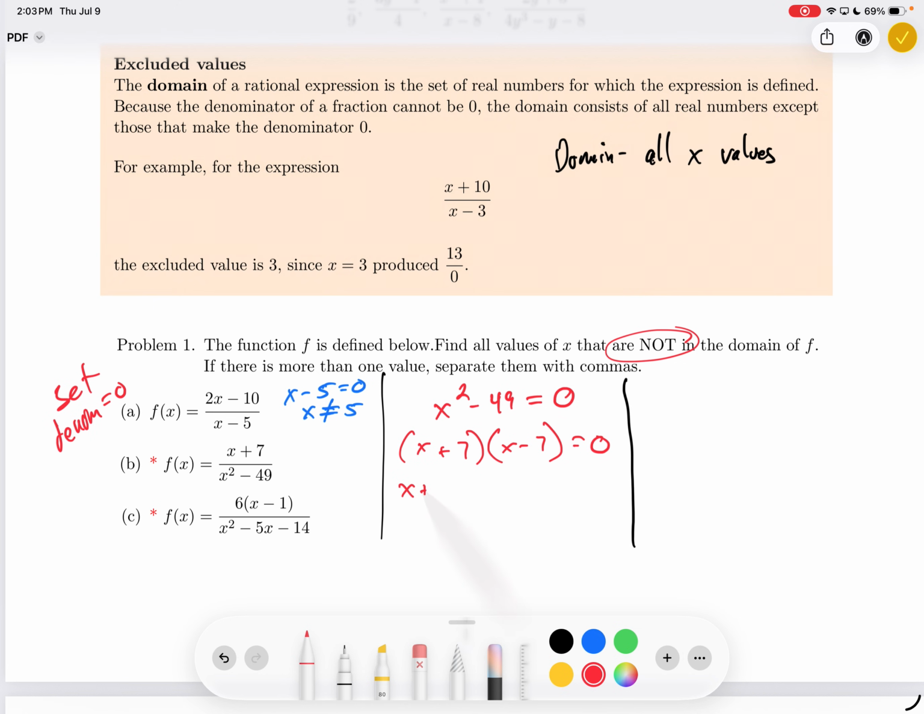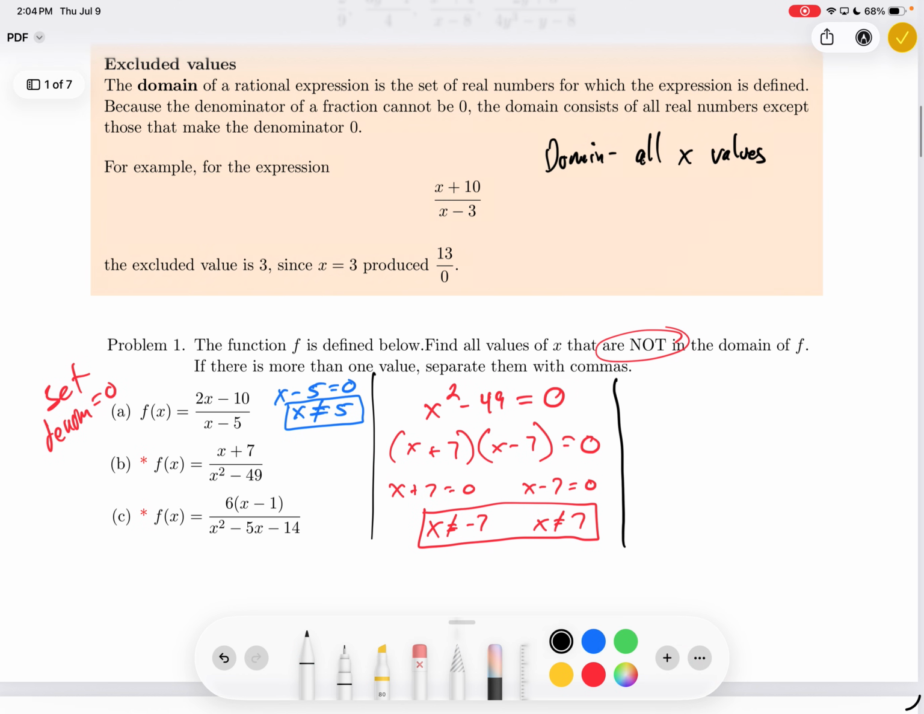And then you set both of those equal to 0. And you subtract 7 from both sides and add 7 to both sides. So that is my answer. It's positive 7 and negative 7. Those are the two numbers that x can't be, really. If I plugged in a negative 7 or a 7 in there, I would end up with a 0 in the denominator, which means it doesn't work because you cannot divide by 0.